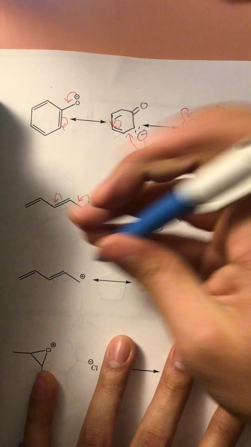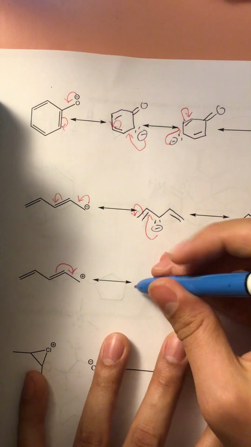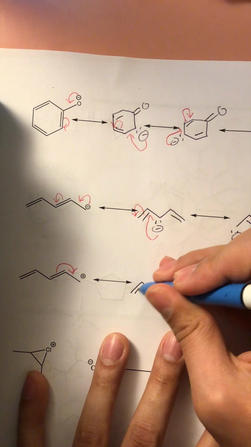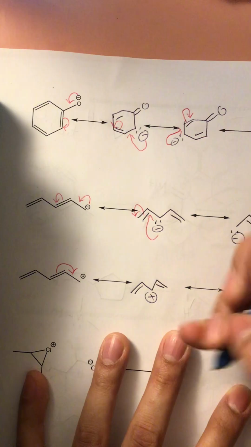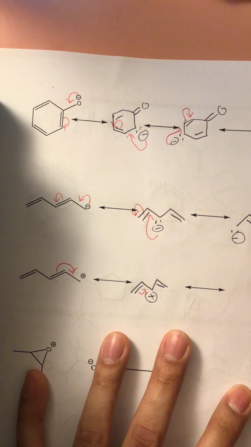All right, and then we have positive resonance. Remember, there's 2 arrows in negative resonance. There's 1 in positive resonance. The arrows go towards the charge in positive resonance versus they go away from the charge in negative resonance.